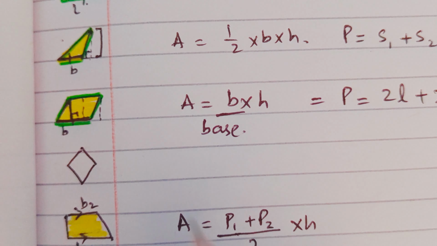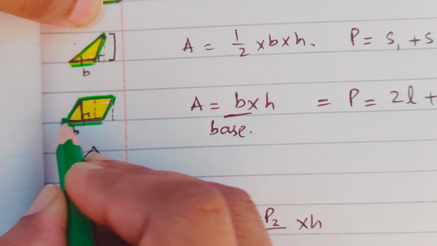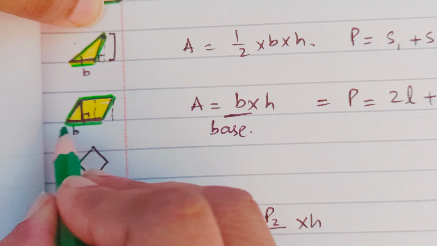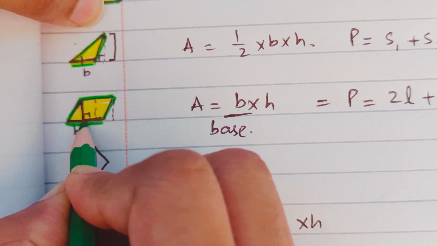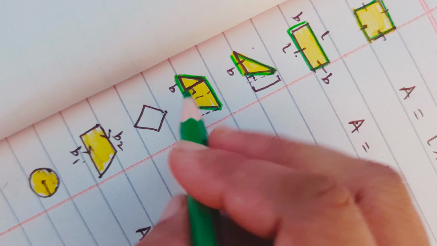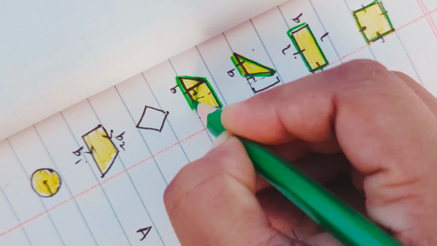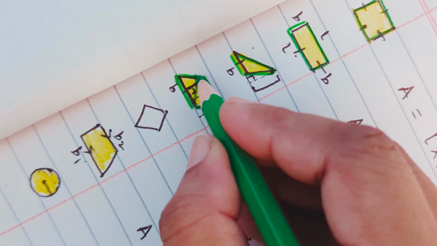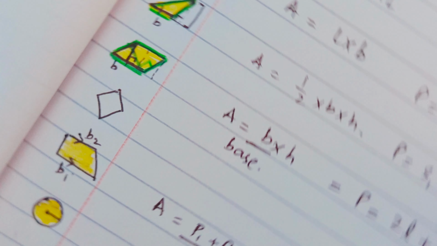So for finding the perimeter, you will add 1, 2, 3, 4 sides, and for finding the area, you will multiply the base with this perpendicular height. Okay, or you can find the area like this. You can consider this side as the base, so this will be the height, because there is a right angle between the base and the height, right?